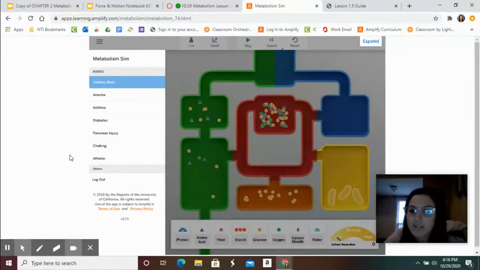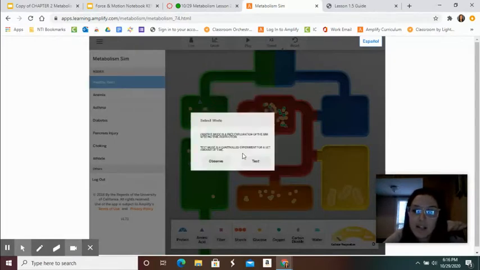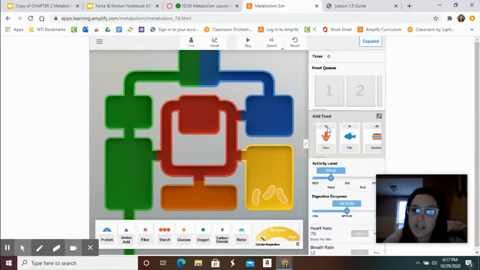All right, so here is the simulation. And so the first test that we're going to run are the healthy body tests. So you're going to click load healthy body, and we are going to test. We are going to feed the healthy body a certain diet, which is in your notebook. We're going to give them 2 corn, 2 fish, and give another fish, and then 2 sandwiches. We want their activity level to be walk, and we're going to play it.